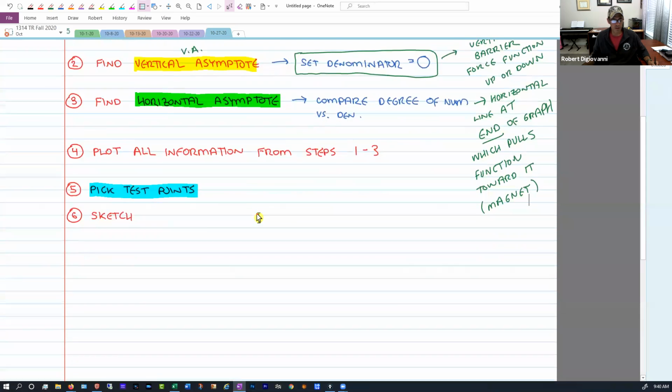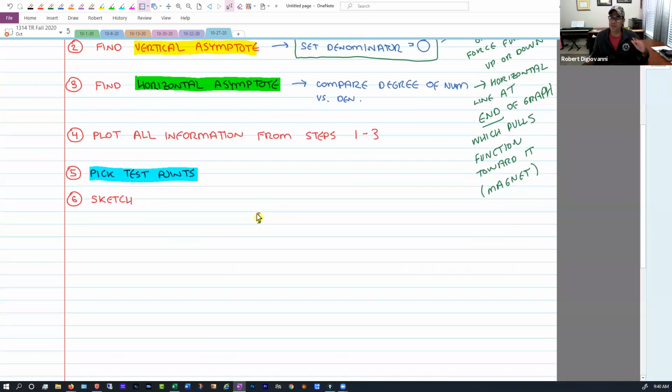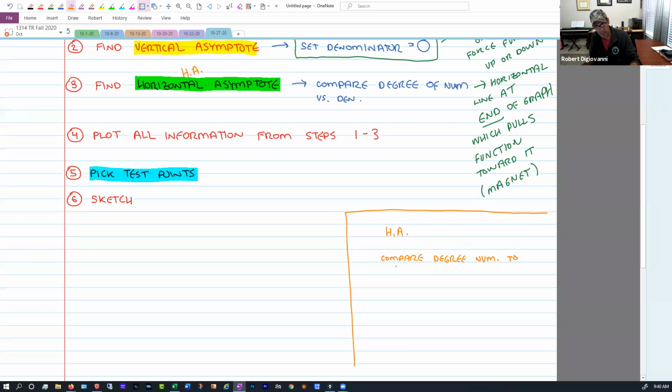So when it comes to horizontal asymptotes, there's a whole set of steps that we're going to have to do just to do that step. So what I'm going to do here is on the side, I'm going to tell you how to get the horizontal asymptotes. So for the horizontal asymptotes, I'm going to abbreviate that HA from now on. What you do to figure them out is first thing you do is you compare the degree of the numerator to the denominator. And I already put that up there in the notes from last time, but I just want to put it on the side here.